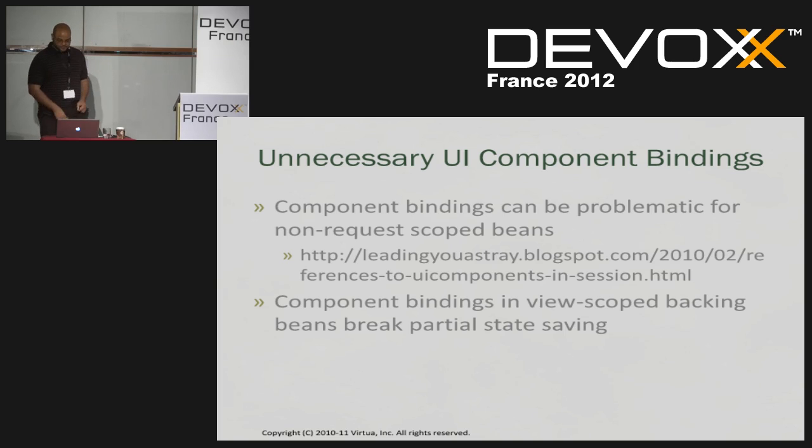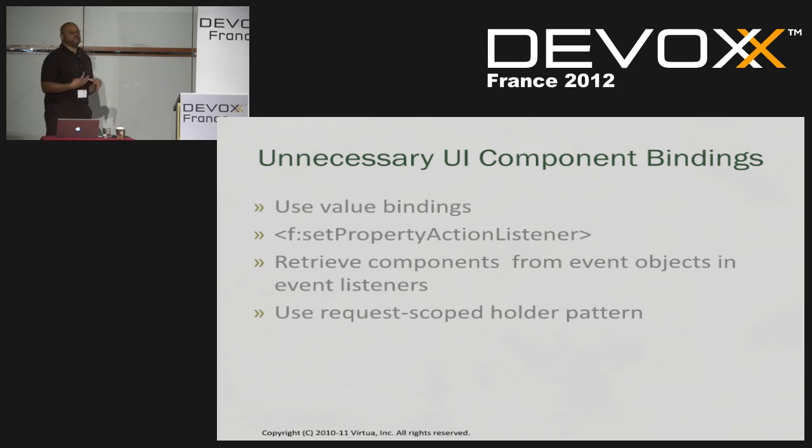All right, so the idea is that you want to try to avoid component bindings unless you really, really need them. Of course, the easiest way to avoid them is to use value bindings instead. Just bind to a backing bean property and everything will work fine. You don't have to reference the component directly at all. Some people really like to do this. Some people like to not have any references to components at all in their backing bean. Now their backing bean is really more of a plain POJO, and that's fine as well. It depends on what you're trying to accomplish.